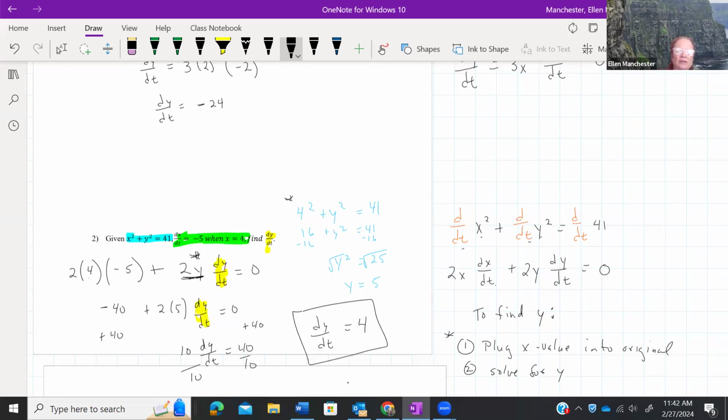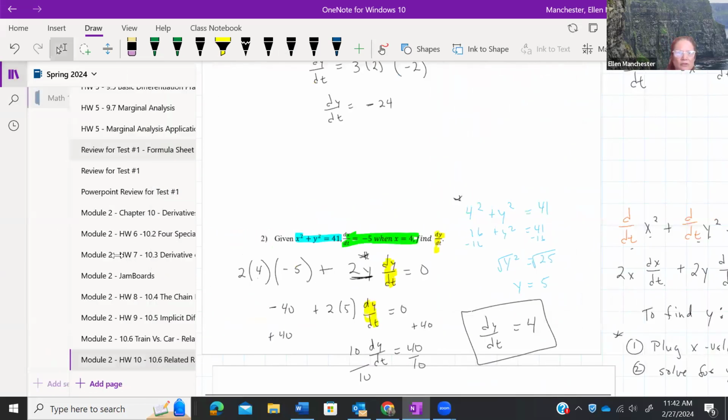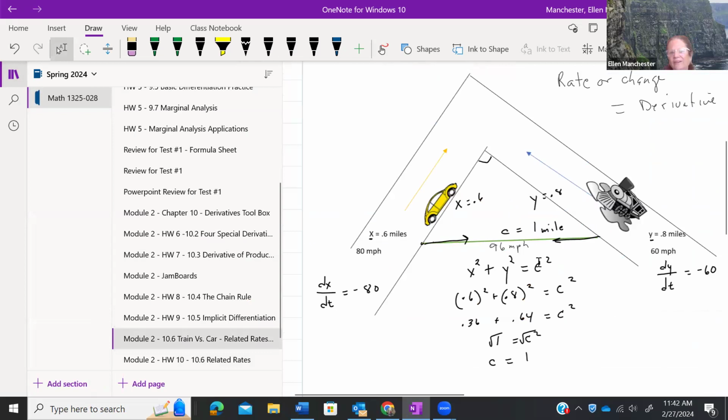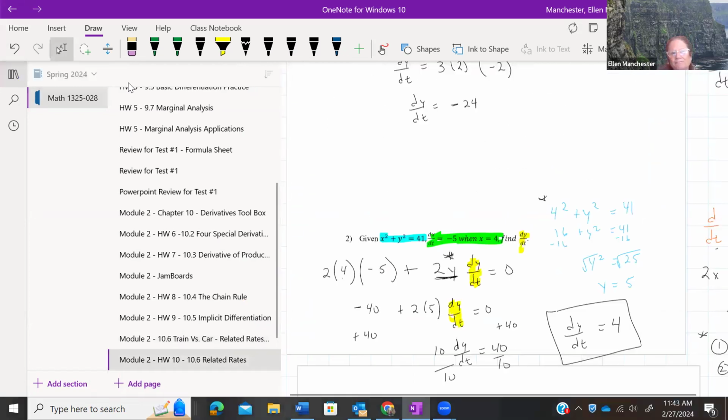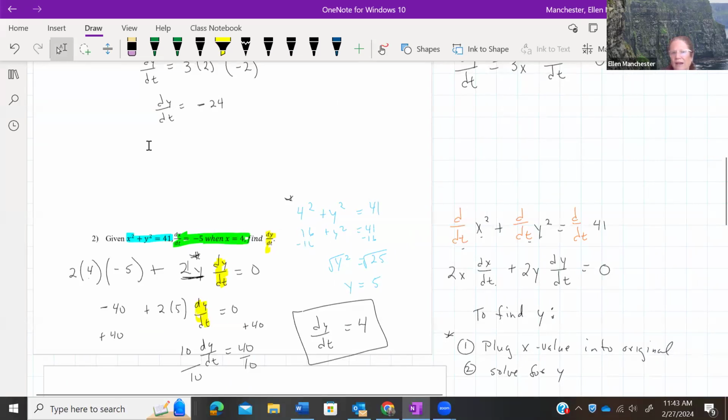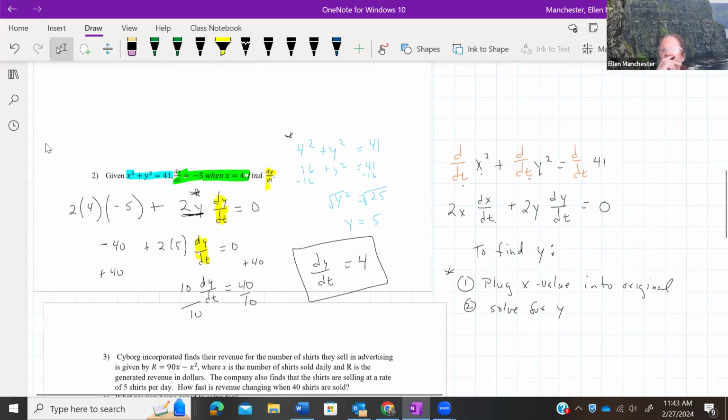On the train versus car one, I knew I needed the c, so that's why I plugged it in first. So you could do that if you want. You can go ahead and solve for the other variable if you want. Just sometimes you're going to need it and sometimes you're not. So it just depends on how it's laid out. Okay. All right. Any questions on that one?